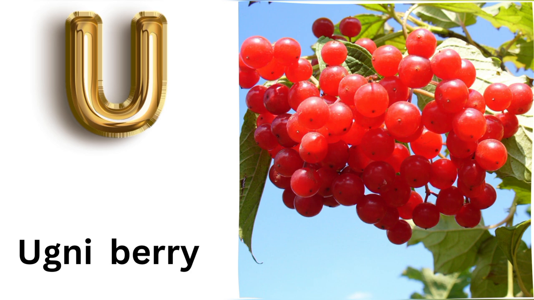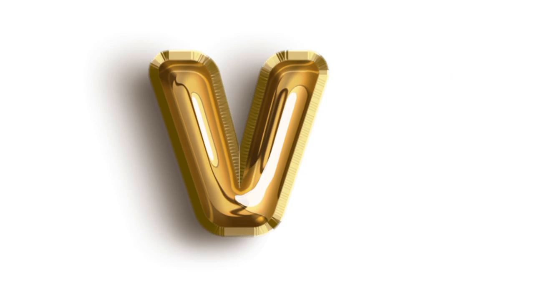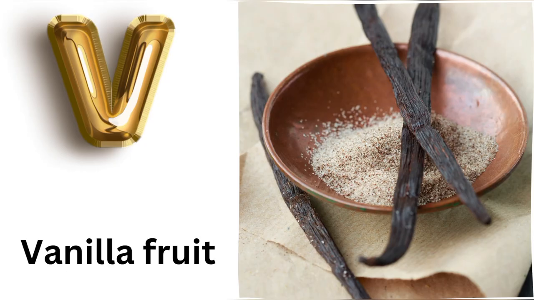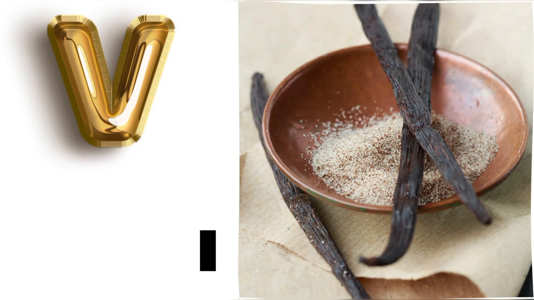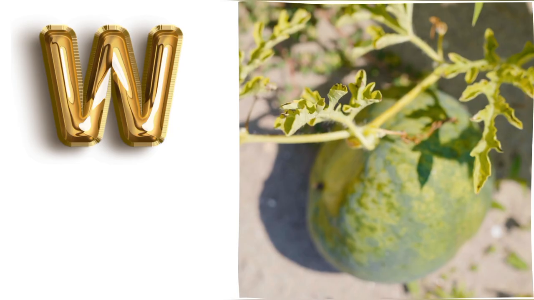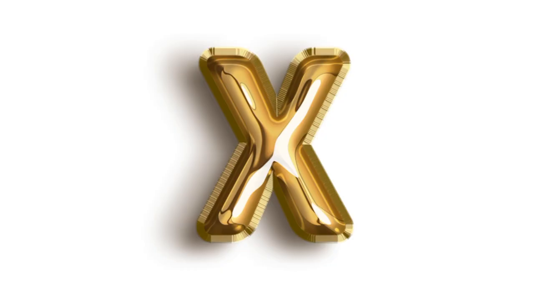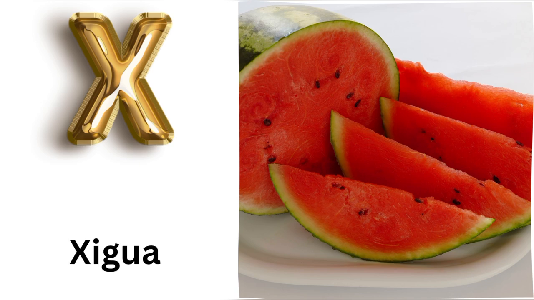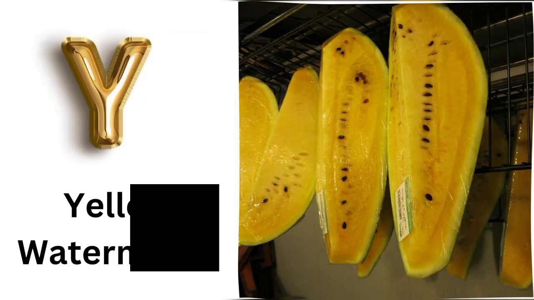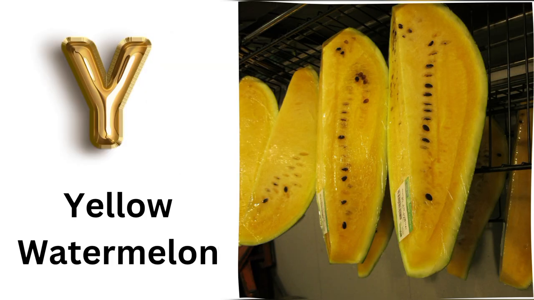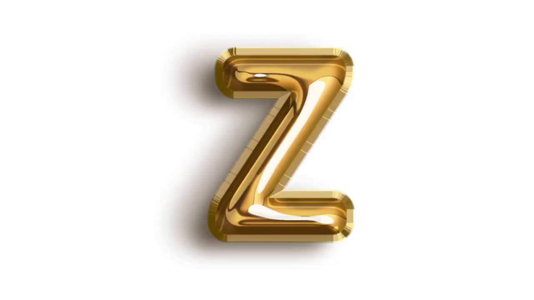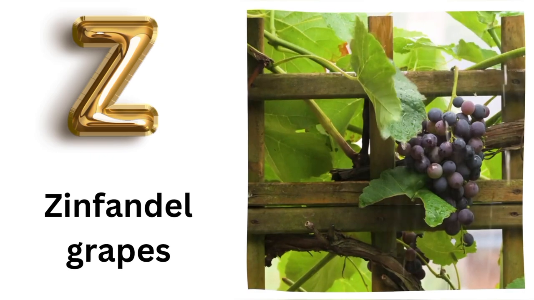U. U is for ugni berry. V. V is for vanilla fruit. W. W is for watermelon. X. X is for xigua. Y. Y is for yellow watermelon. Z. Z is for Zinfandel grapes.